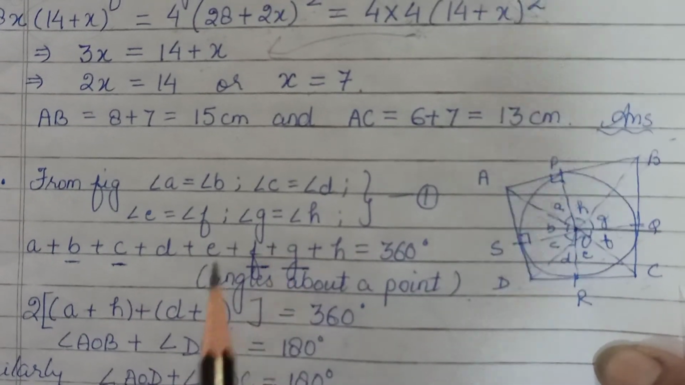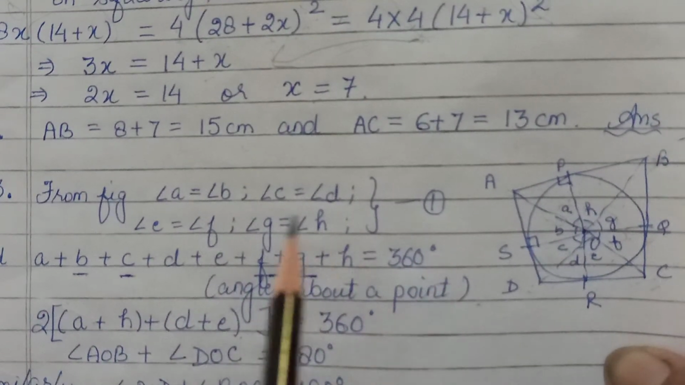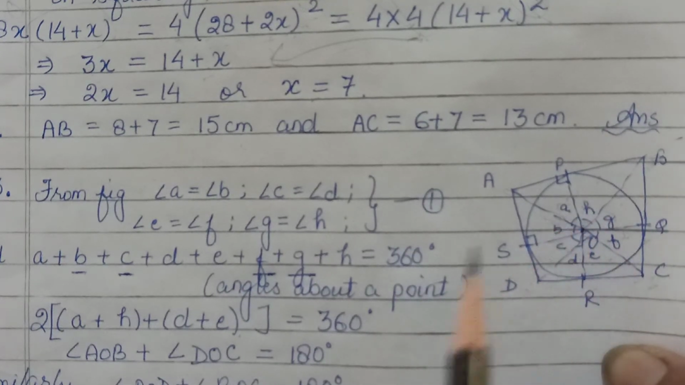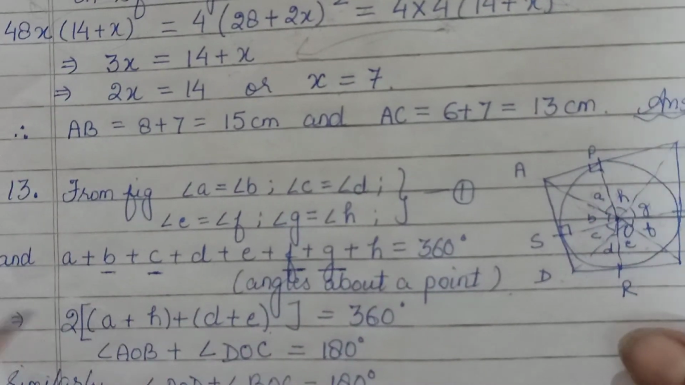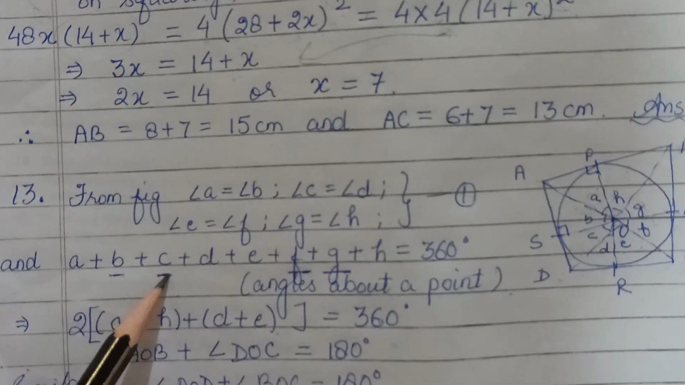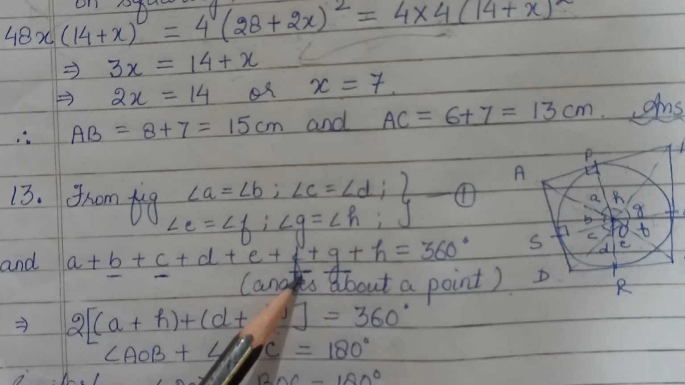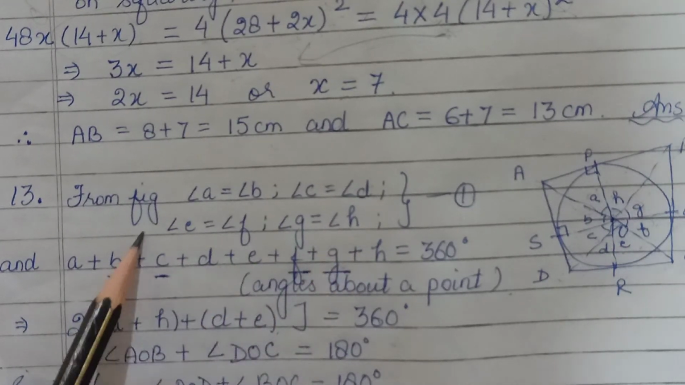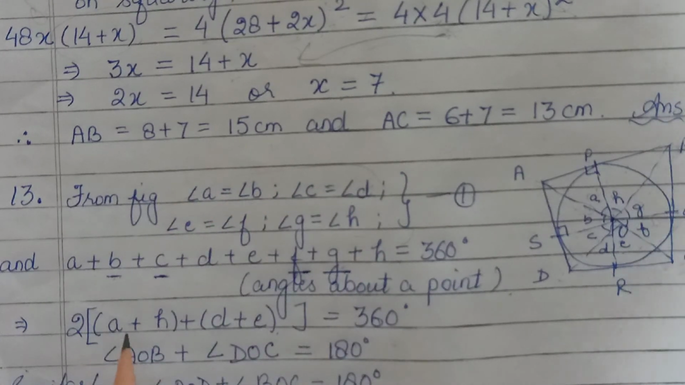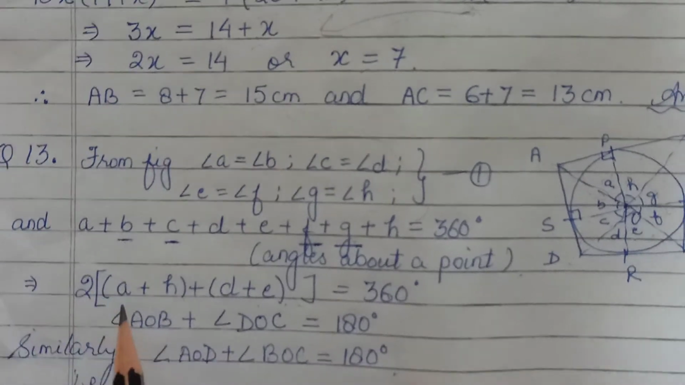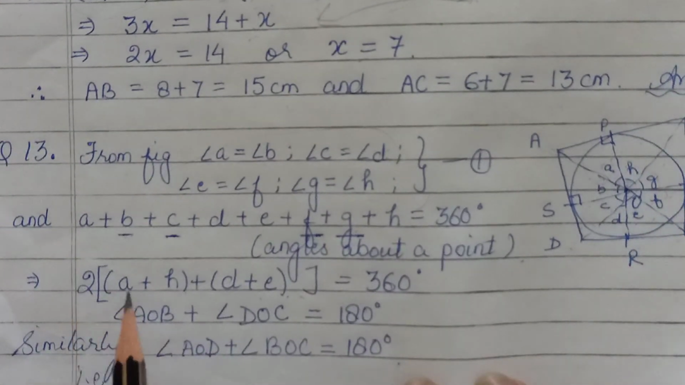Okay. Then sum of all these 8 angles will be 360. Angle about a point is 360. Okay. Then what do we have to do next? We have to replace. In place of B we can write A, in place of C we can write D. Like this, these 4 angles B, C, F, G have been replaced by their equivalents. So we will get 2 times A, 2 times H, 2 times D, 2 times E. So this 2 has been taken common further. So we get 2 times A plus H.